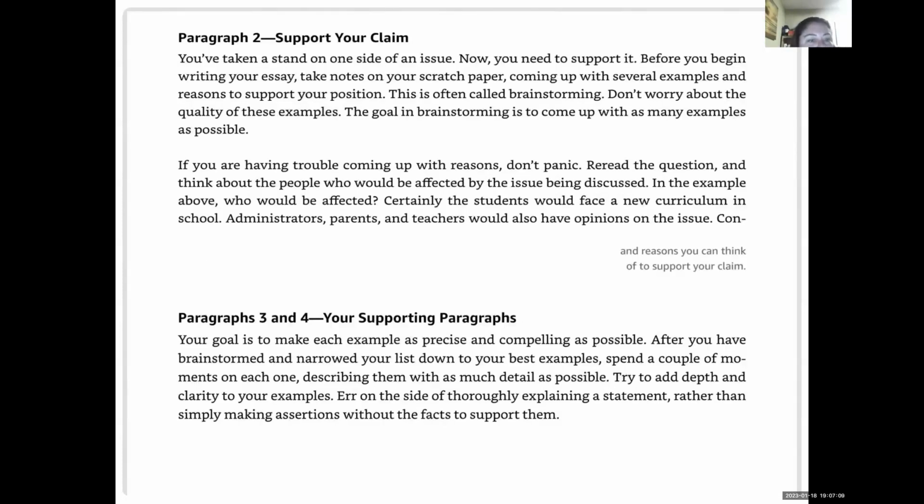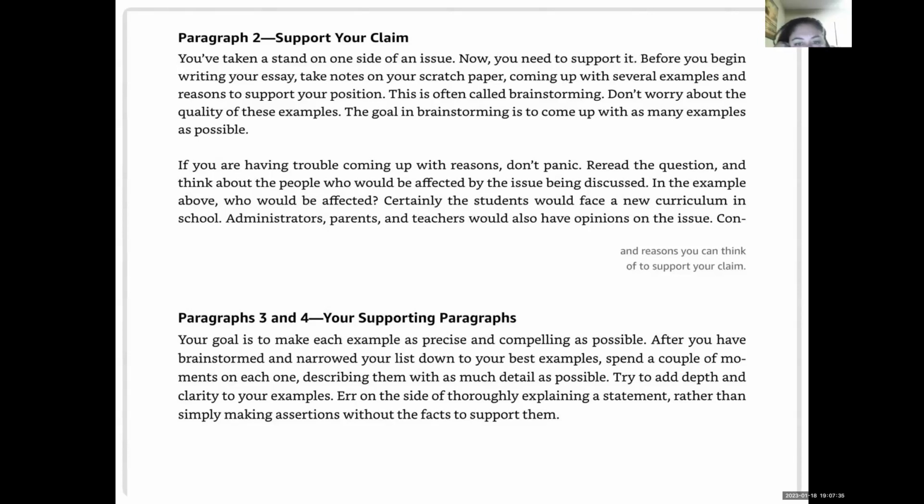Okay, in paragraph 2, this is where you're going to support your claim. So you've taken a stand on one side of an issue. Now you have to support it. Before you begin really writing your essay, you're going to want to take some notes on scratch paper, like really quick. Remember, because I said no more than like 5 minutes on brainstorming, or you're going to run out of time. Come up with several examples and reasons to support your position.